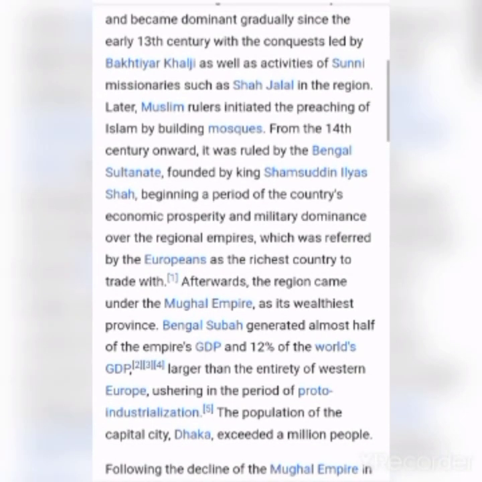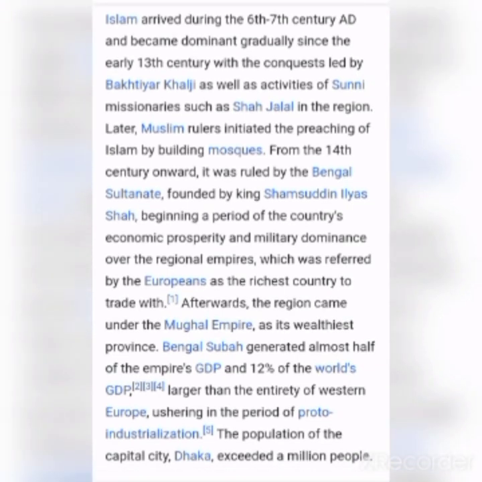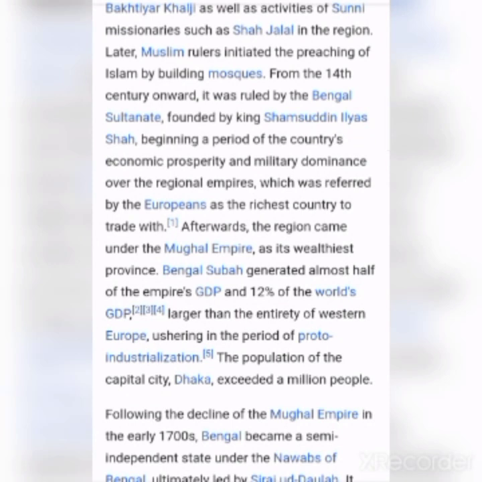Later Muslim rulers initiated the preaching of Islam by building mosques. From the 14th century onward, it was ruled by the Bengal Sultanate, founded by King Shamsuddin Ilyas Shah, beginning a period of the country's economic prosperity and military dominance over the regional empires, which was referred to by the Europeans as the richest country to trade with.